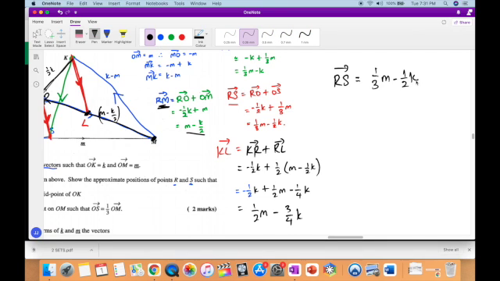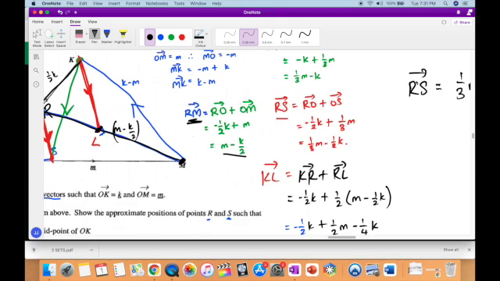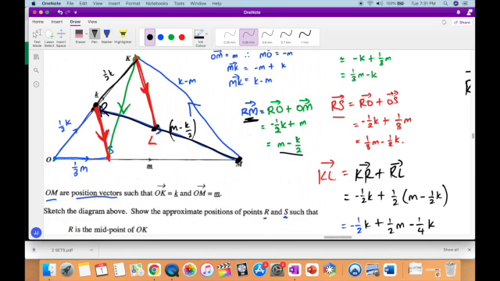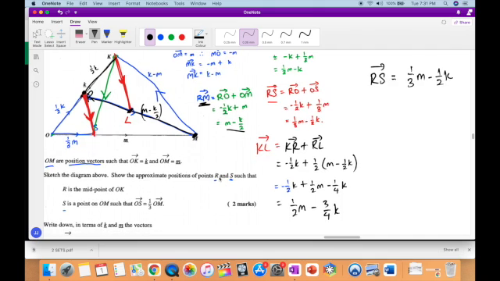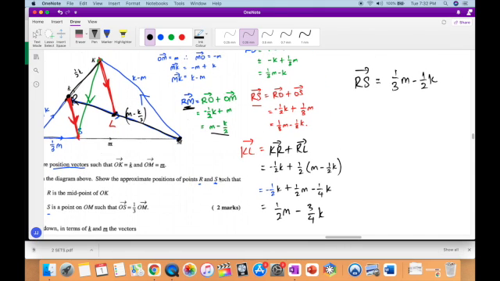I wonder if that's correct. A third M plus OS. OS is a third M, yeah? A third M minus a half K. KL, we see in here, is a half M minus 3/4 K. Now what is the question?